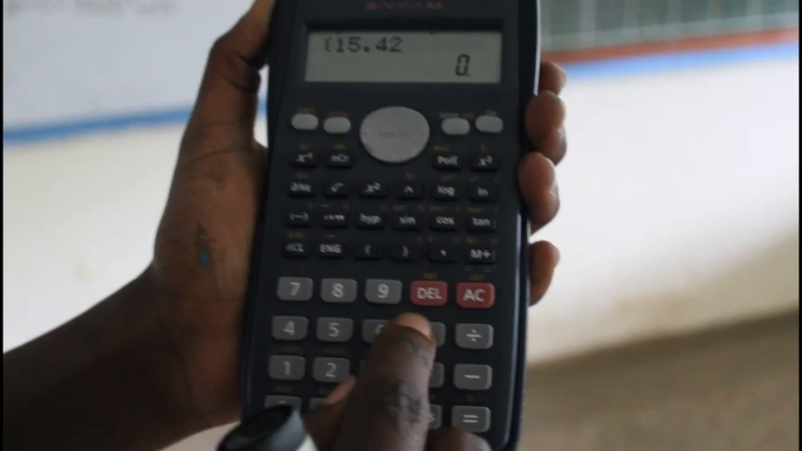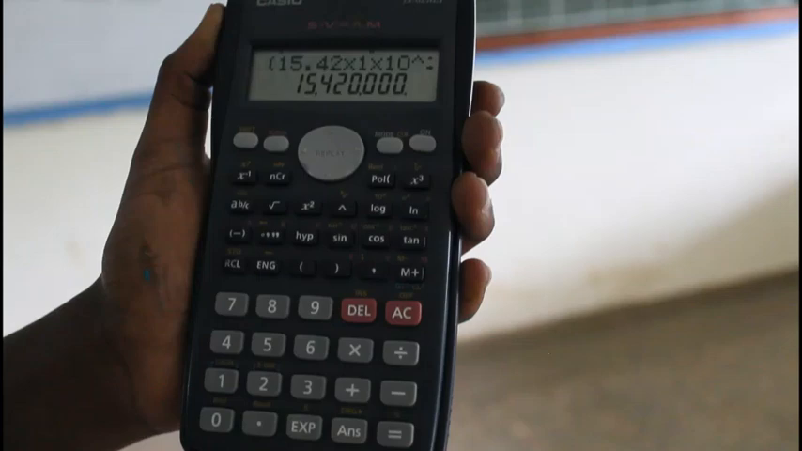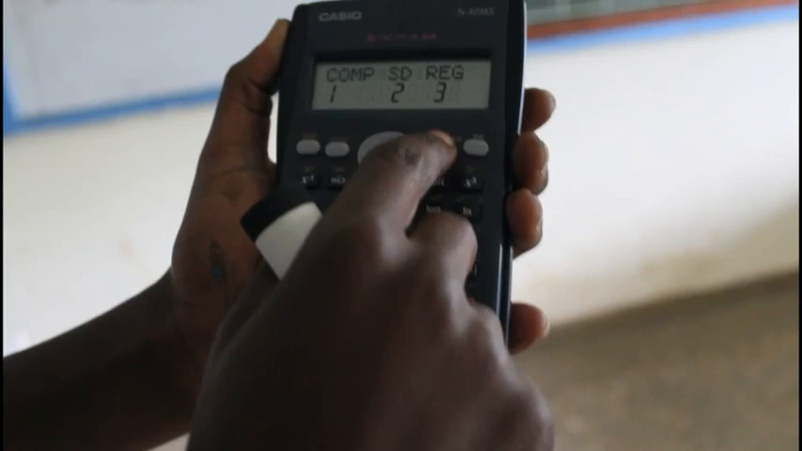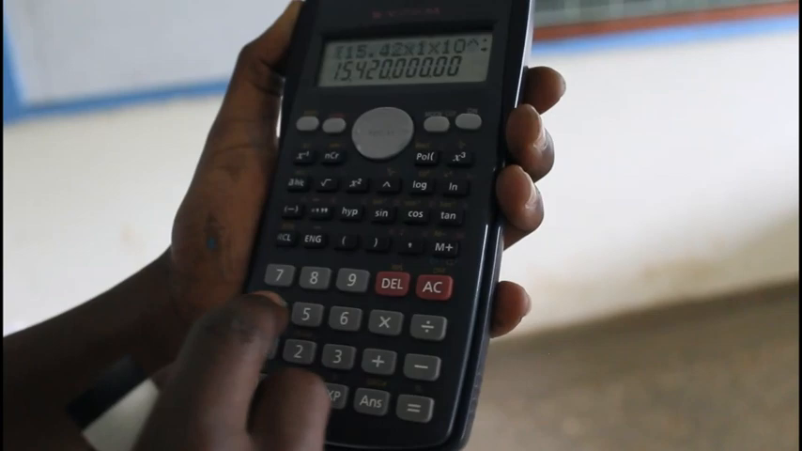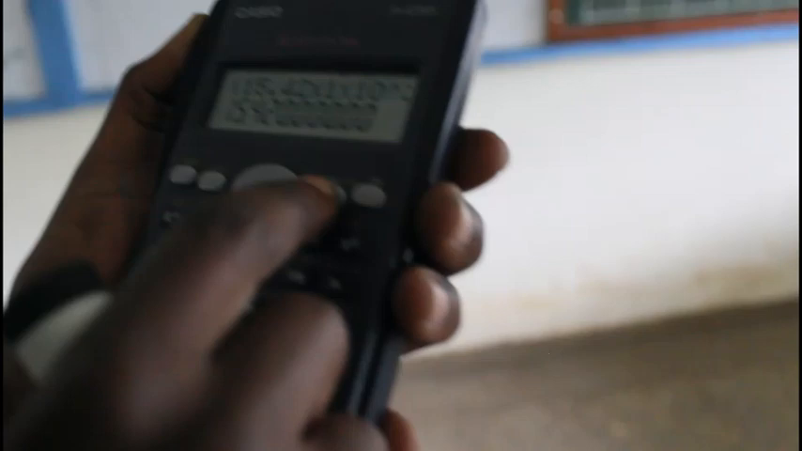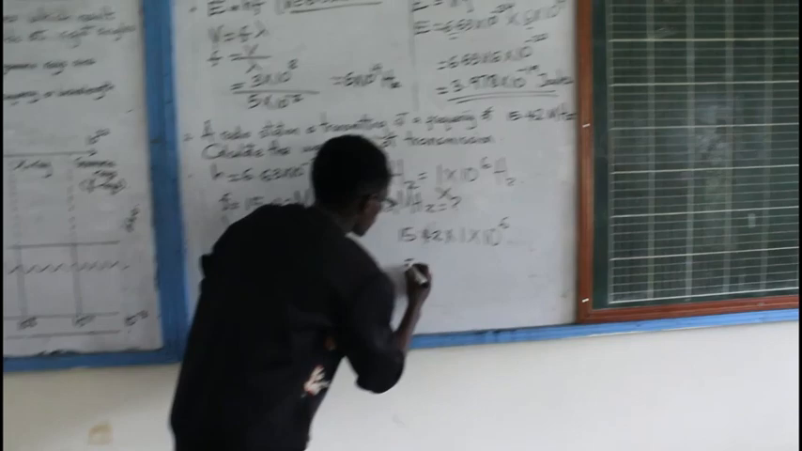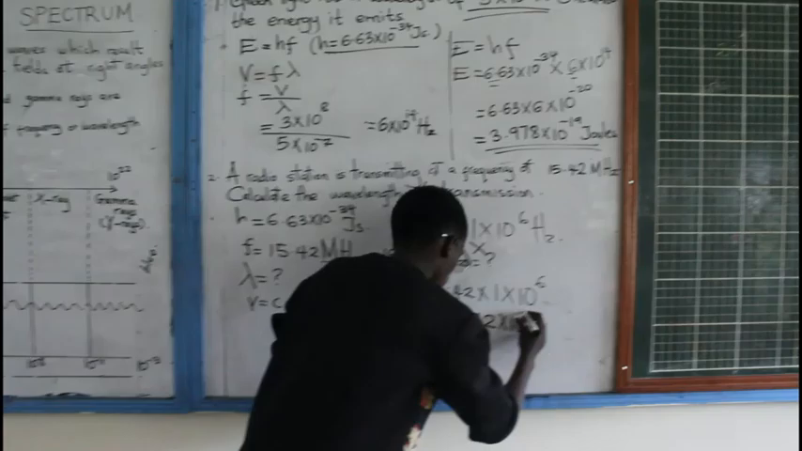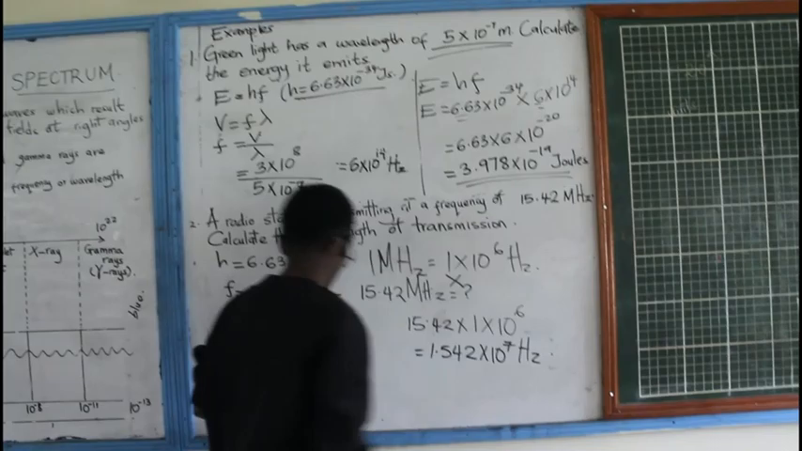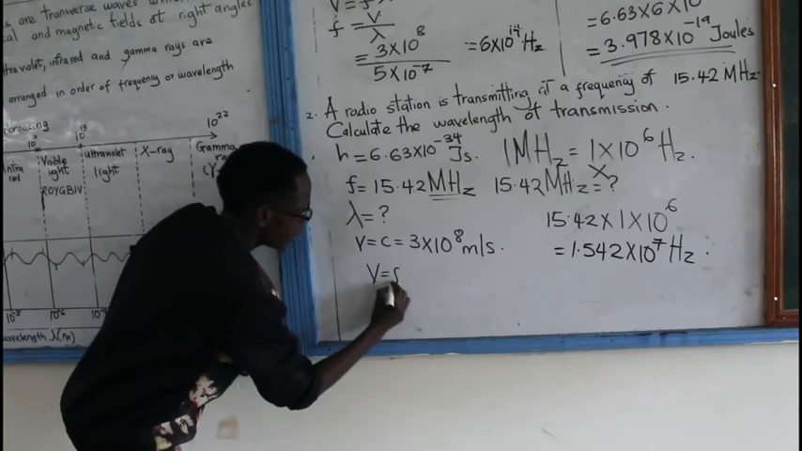So 15.42 times 1 times 10 power 6. You find your answer. So we just fix that to 4 significant figures, which gives you 1.542 times 10 power 7 hertz.